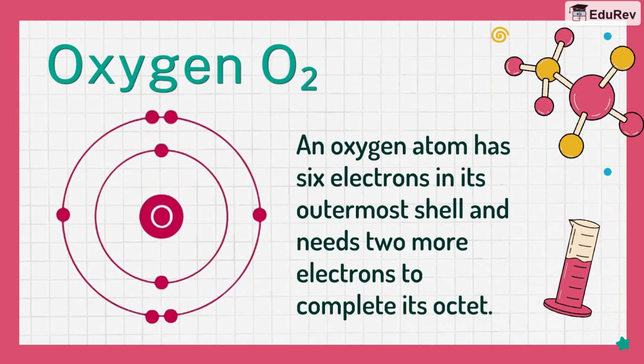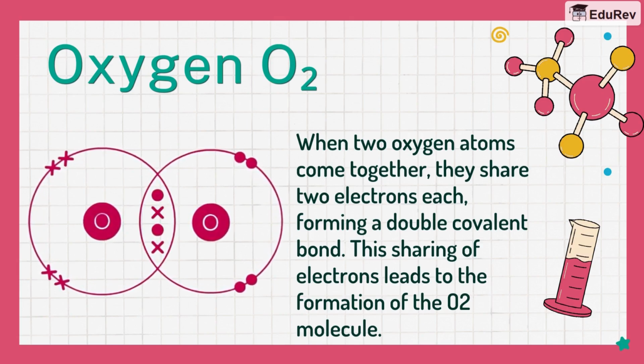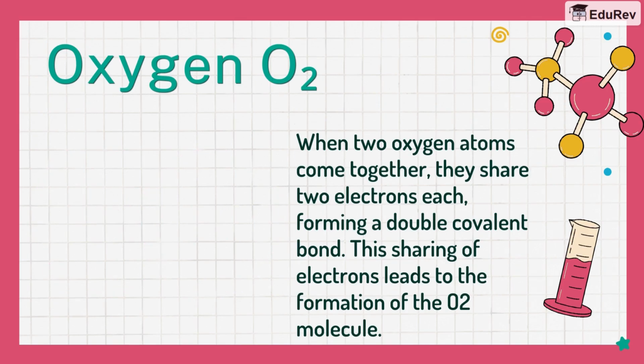An oxygen atom has 6 electrons in its outermost shell and needs 2 more electrons to complete its octet. When two oxygen atoms come together, they share 2 electrons each, forming a double covalent bond. This sharing of electrons leads to the formation of the O2 molecule, which is responsible for the air we breathe.